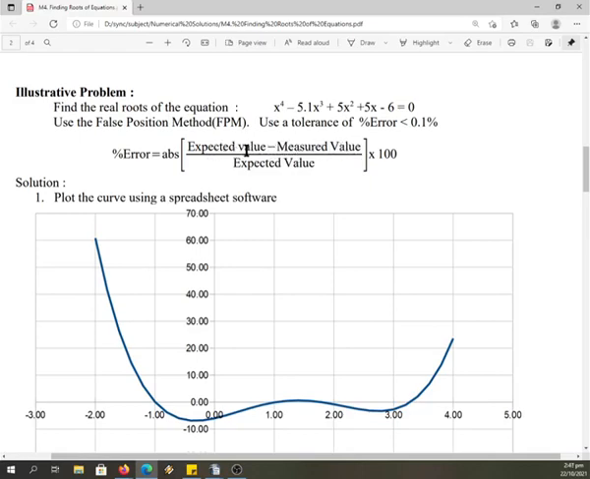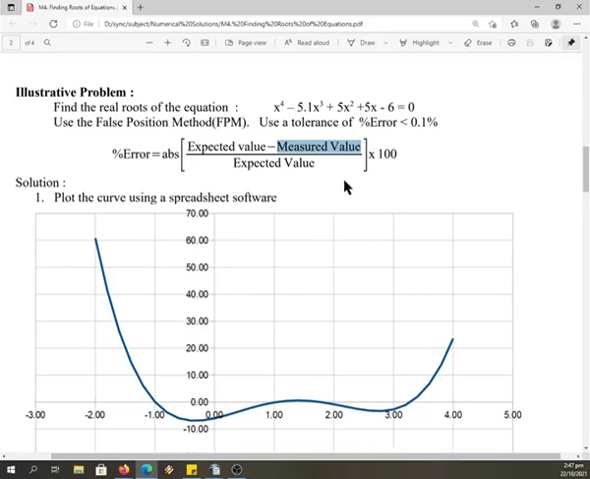In simple saying, we can say that the larger the percentage error, the larger the difference between the expected value and the measured value. In this case, we shall be using the term expected value for the real root, or the closest root that your calculator would provide, and the measured value, the value coming from this method, FPM.